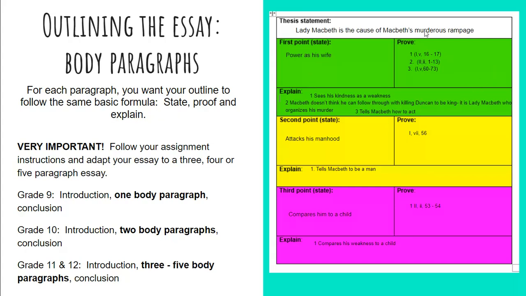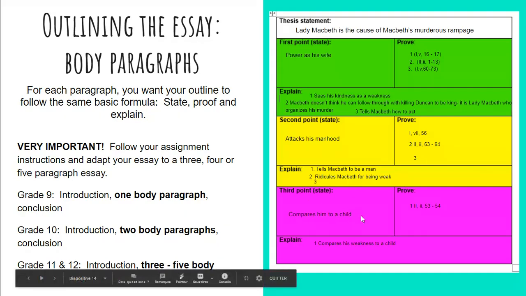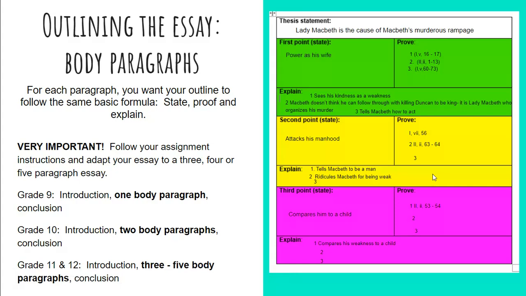So now you see that we have enough information in these green boxes to write an entire paragraph. We'll do the same with the yellow box, attacks his manhood. There's another quote, an explanation. I'll find a third quote, put the third explanation. And again, for compares him to a child, I'll find another quote, explain that quote, a third quote, and explain that quote. And you see that when we do the draft, we'll have enough information to create complete paragraphs from each of these sections.